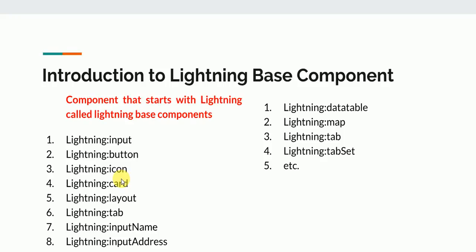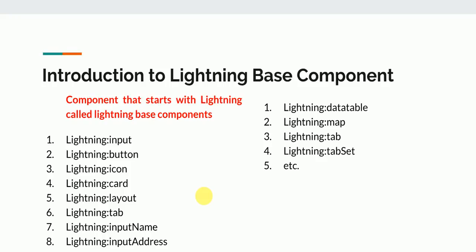We can create different layouts using the lightning layout tag. We can also create lightning input name, like title, first name and last name, and input address for getting the input for a complete address. Then we have the data table for showing the records in a table format, and we can also edit the table using the inline edit functionality of the data table. Then we also have the map, an exciting feature of the latest release. We can show the address in a map using the map marker.